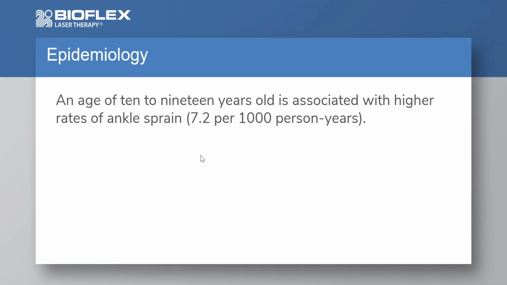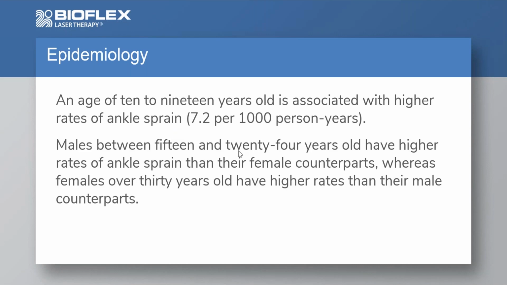Generally speaking, the research shows that the ages of 10 to 19 are associated with the highest rates of ankle sprain. On average, 7.2 per 1,000 people of that age bracket will have an ankle sprain. So that's actually a really high rate. So this will come across to your clinic, and certainly if you're working with sports teams, that is a very common scenario.